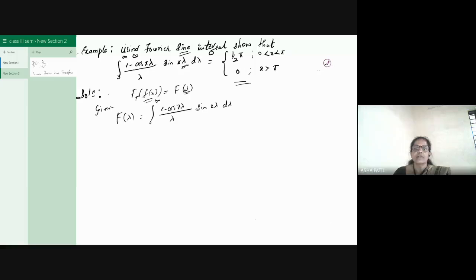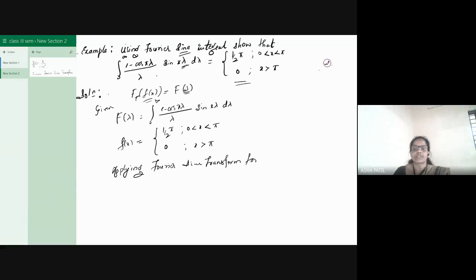And what will be our RHS? This LHS is our f of lambda. So RHS, it is f of x is equal to the function 1 by 2 pi in the interval 0 to pi, and it is 0 for x greater than pi. So this is given to us, and with this we need to show the given relation. Since we know f of x, let us go for applying the Fourier sine transform, because it is mentioned sine integral.